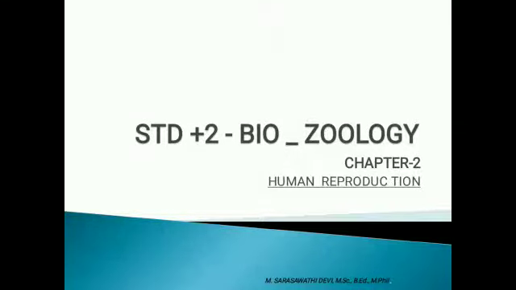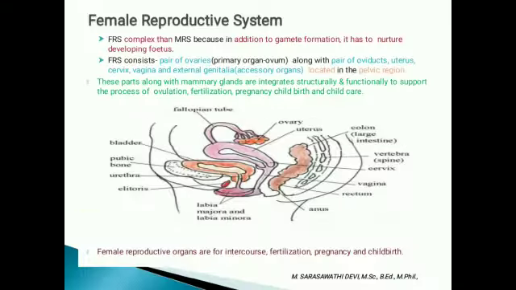In this class we're going to learn about the female reproductive system. The female reproductive system is more complex than the male reproductive system because, in addition to gamete formation, it has to nurture the developing fetus. The female reproductive system consists of a pair of ovaries, the primary organ that produces the ovum, along with a pair of oviducts, uterus, cervix, vagina and external genitalia.